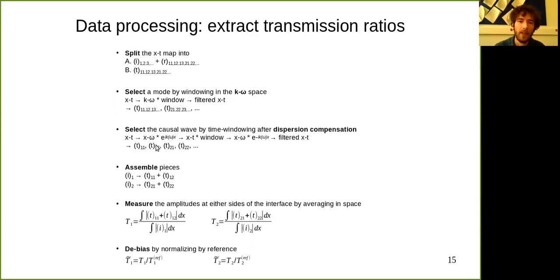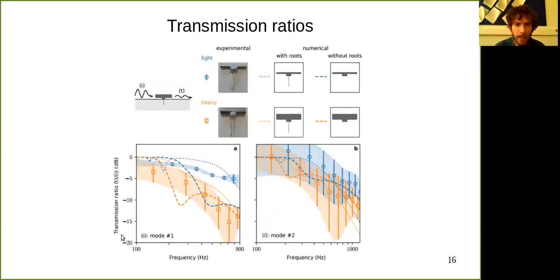And then I assemble the pieces and I can measure the transmission ratio by measuring the amplitude nearby the interaction. And most importantly, this processing is quite intrusive in terms of bias. So I have to do the same for a reference set of data and divide by it to remove the bias. And these are the results that we can obtain.